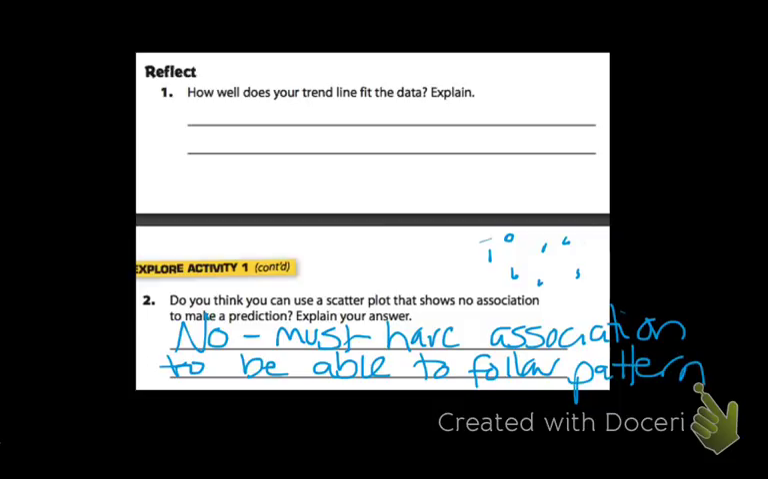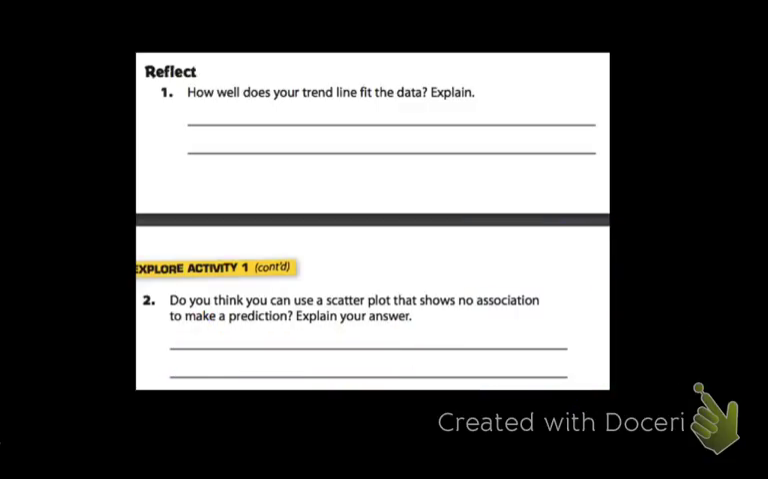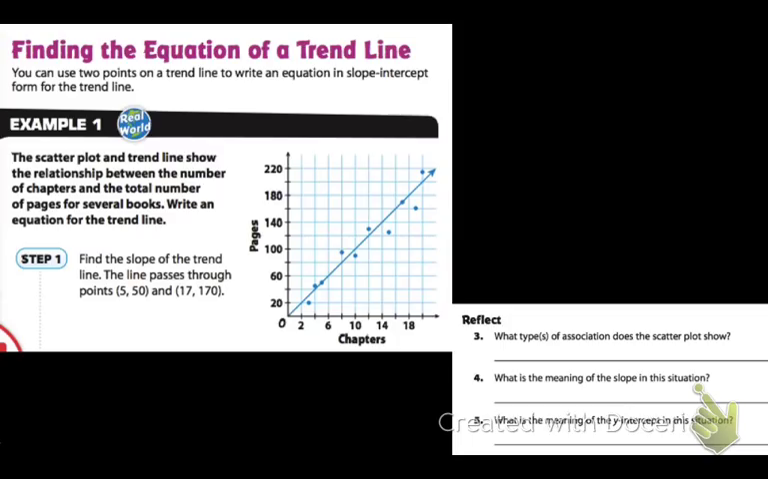Okay, so if we just have random points, I could not say, well, if she runs for 4.5 miles, it's this many minutes, because I have absolutely no idea where that trend is taking me. The trend could be taking me up, down, who knows? And so we cannot make an accurate prediction without that trend line or the association shown.